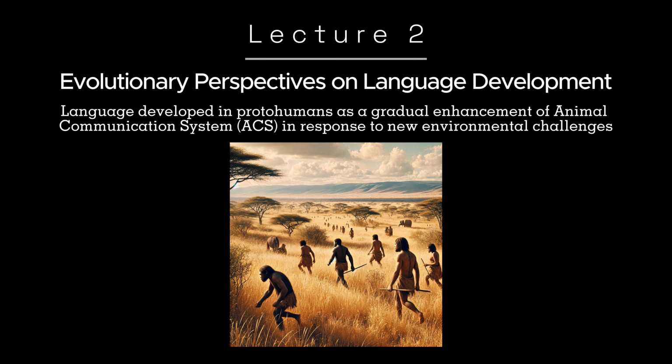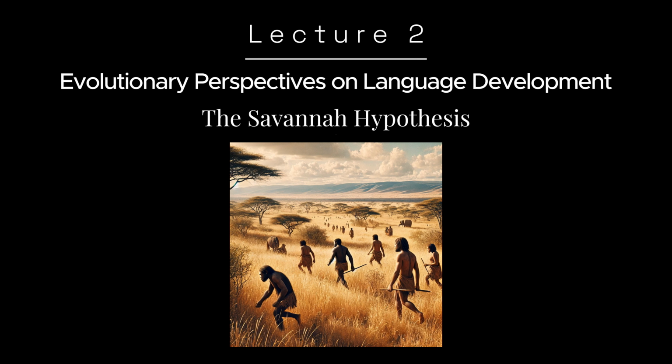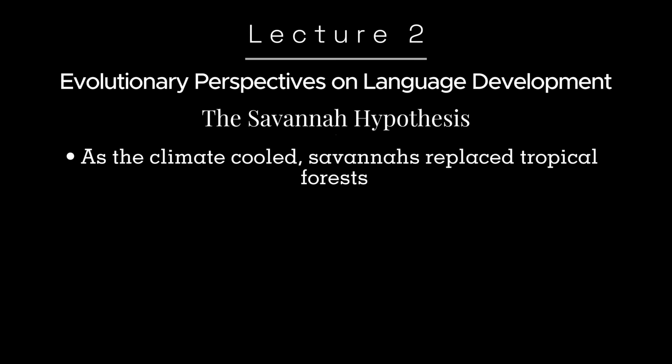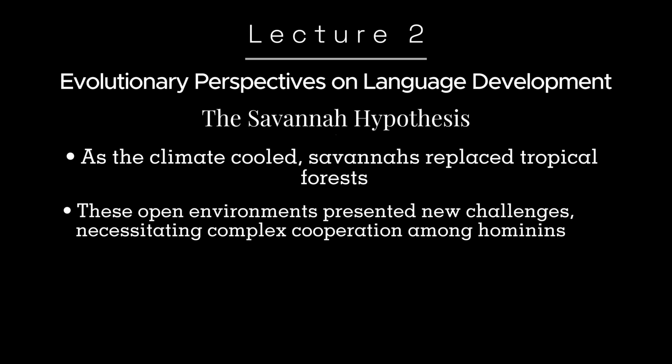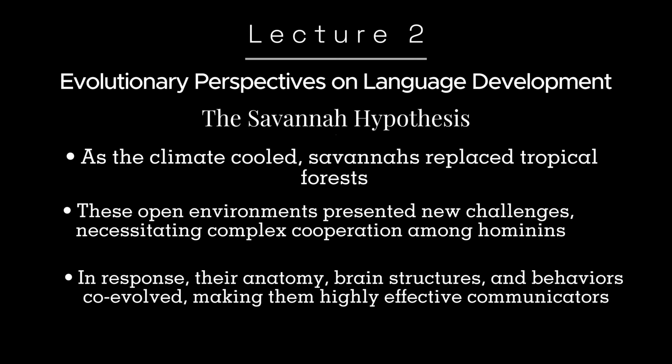One of the most frequently cited theories within this framework is the savanna hypothesis. This theory posits that A. As the climate cooled, savannas replaced tropical forests. B. These open environments presented new challenges, necessitating complex cooperation among hominins. C. In response, their anatomy, brain structures, and behaviors co-evolved, making them highly effective communicators.